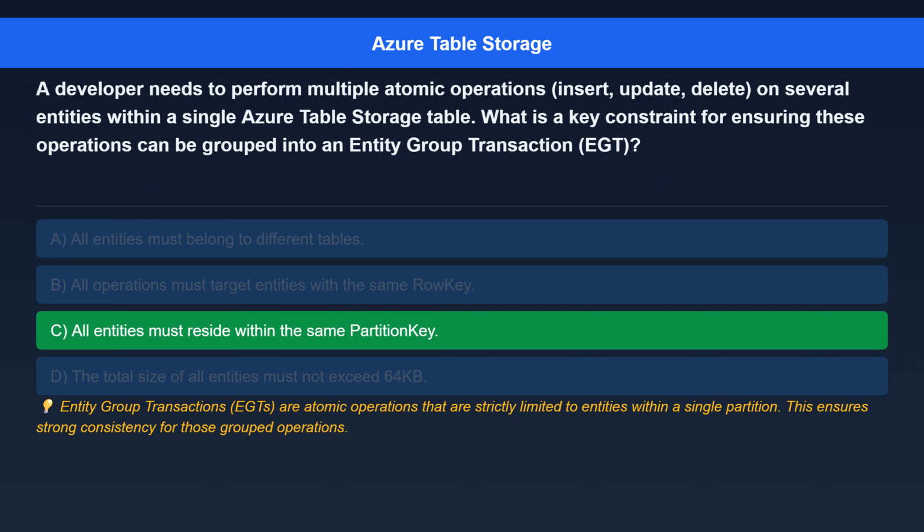The correct answer is all entities must reside within the same partition key. Here's the explanation. Entity group transactions, EGTs, are atomic operations that are strictly limited to entities within a single partition. This ensures strong consistency for those grouped operations.